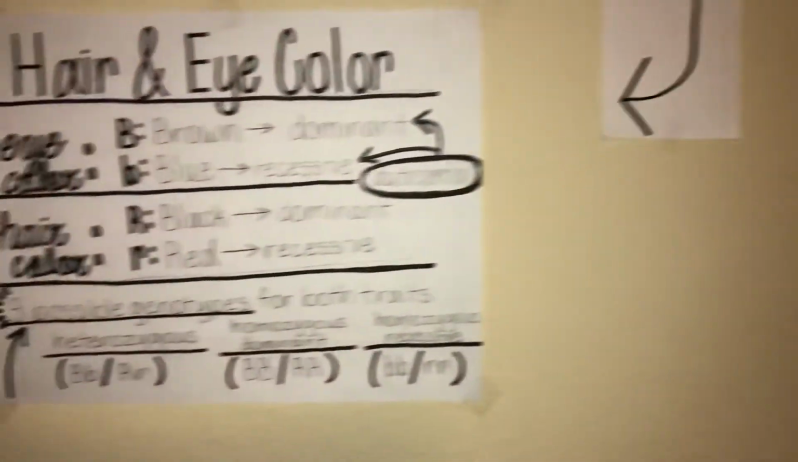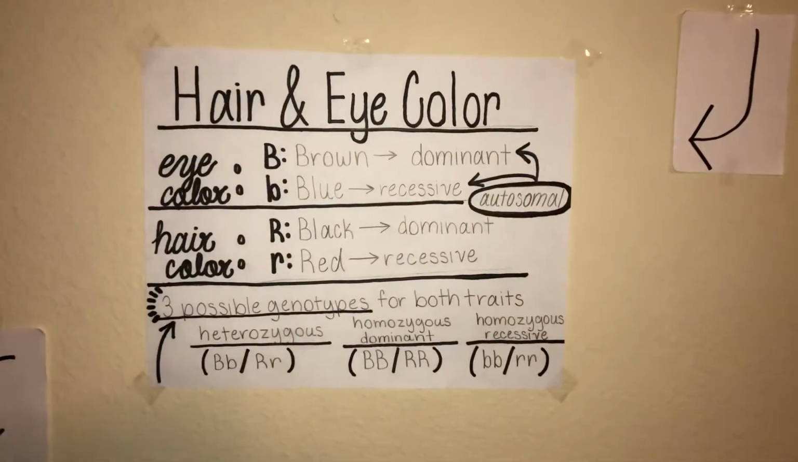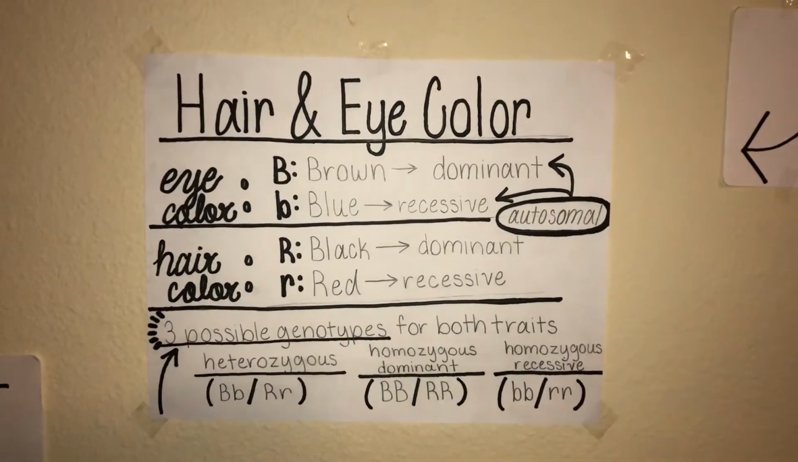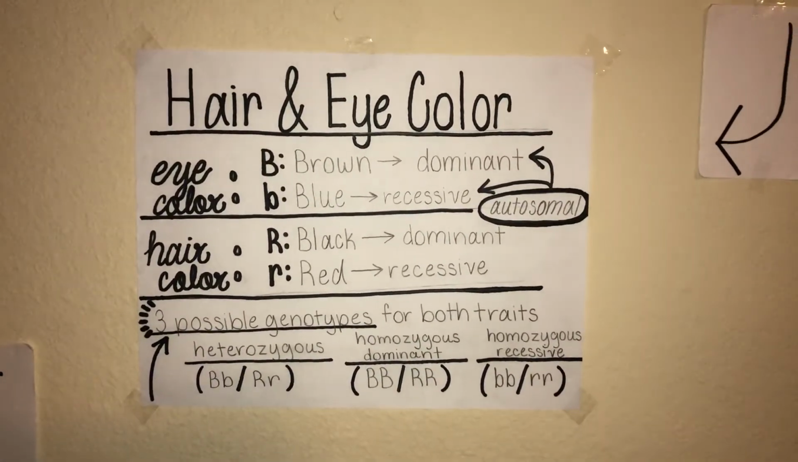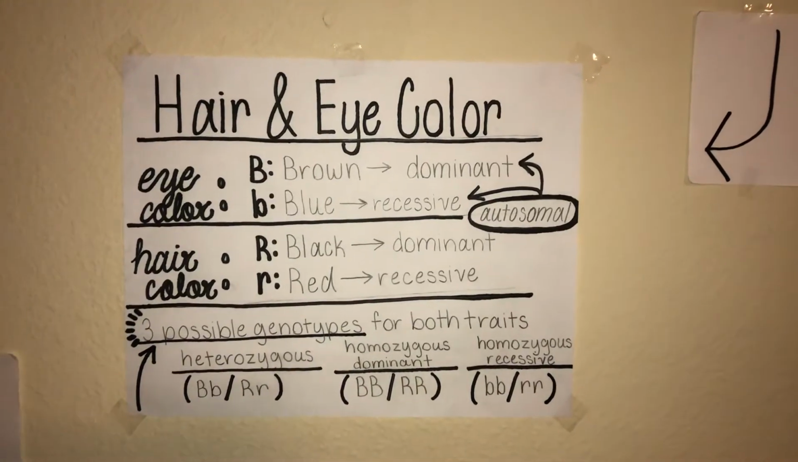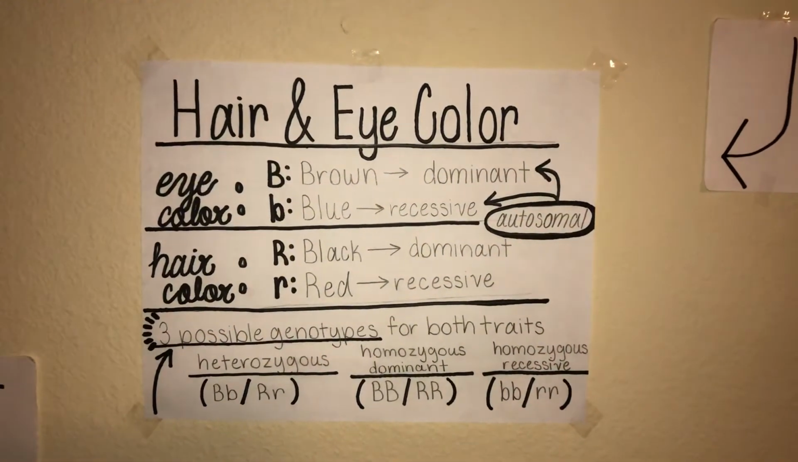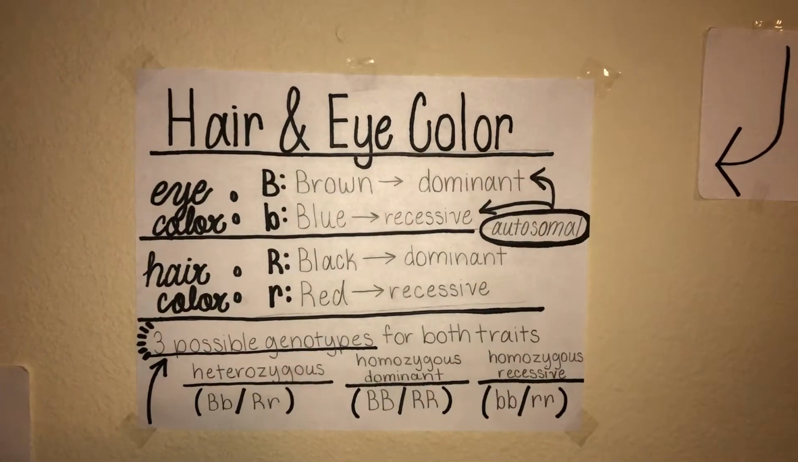That leaves us with autosomal dominant and autosomal recessive traits. Brown eyes being dominant to blue eyes and black hair being dominant to red. And we have three possible genotypes for both traits: heterozygous, homozygous dominant, and homozygous recessive.